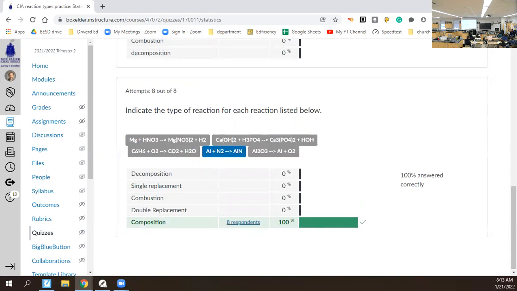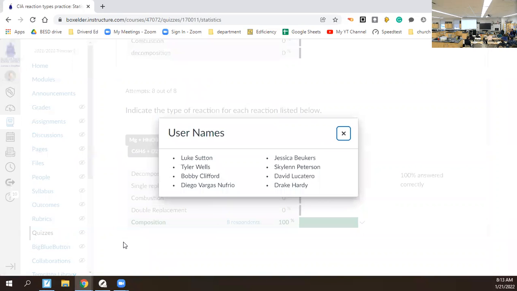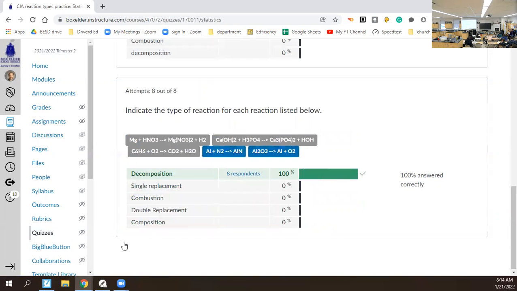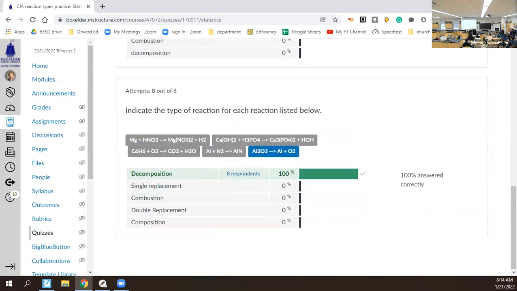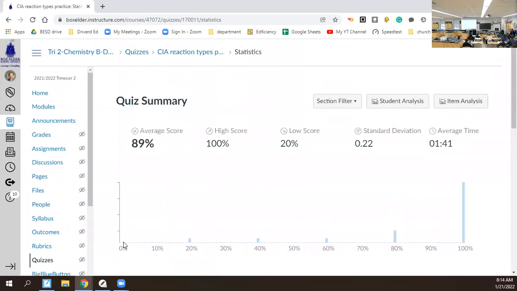All 8 of you got that right. Good job, those 8 people. I'm very proud to know you and have taught you. All right, mostly males right there. Wow. Thanks for representing. All right, next we have only one reactant. Good job, same people.